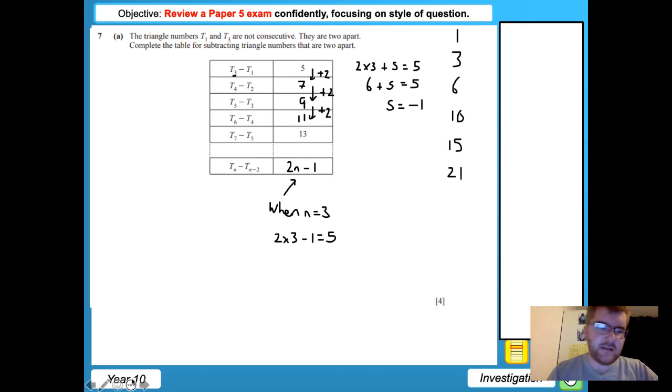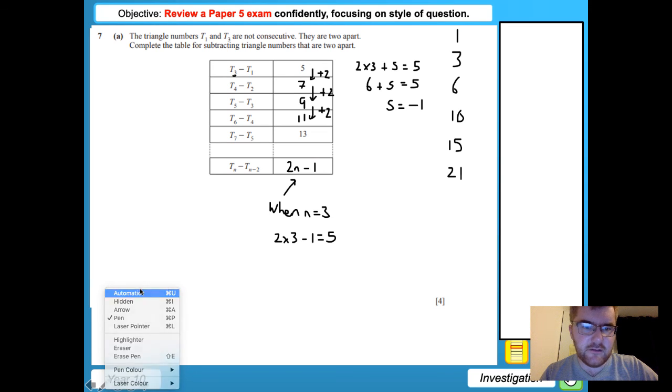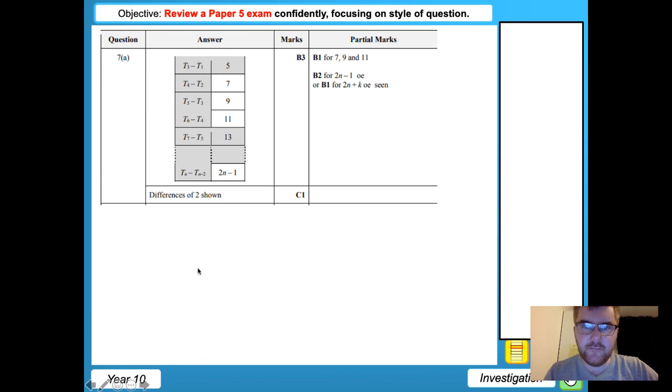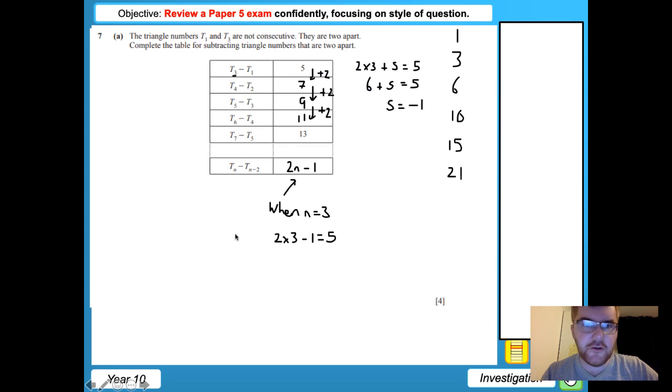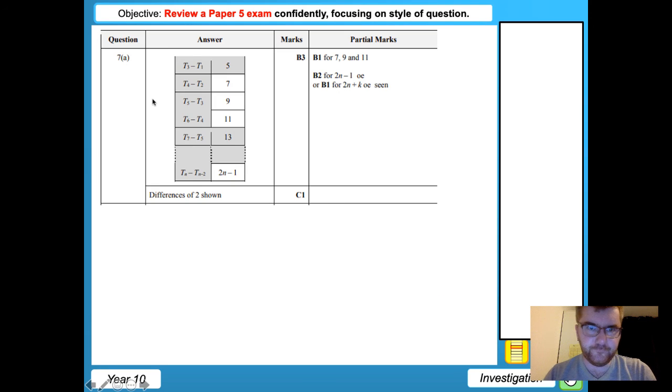So be a little bit careful as we get towards the end of the paper. Okay, so notice you get B2 for 2n minus 1 or equivalent, so you may have written n plus n minus 1. You get 1 mark though for writing 2n in some form as well, and you get the communication mark for showing differences of 2, which is exactly what I did here as well. So notice I'm picking up the communication marks, but I'm not writing an essay here, but I'm doing what I need to ensure I get maximum marks.